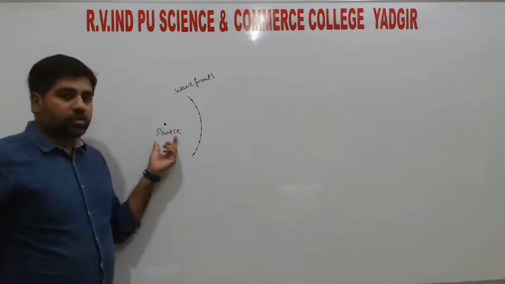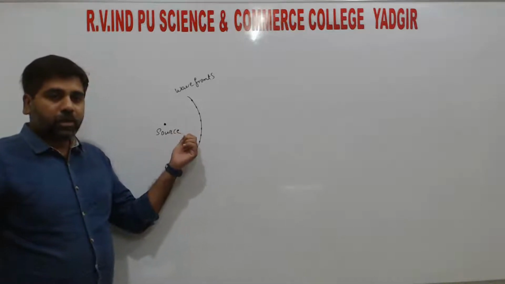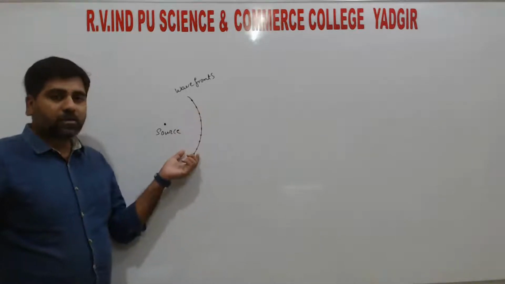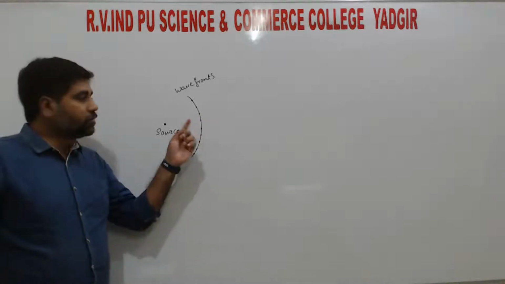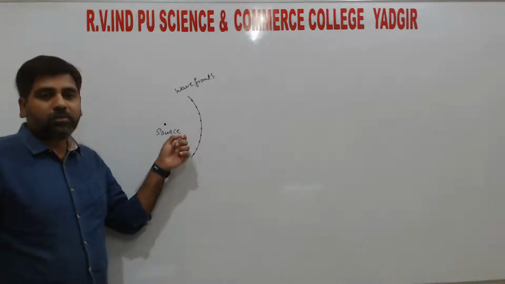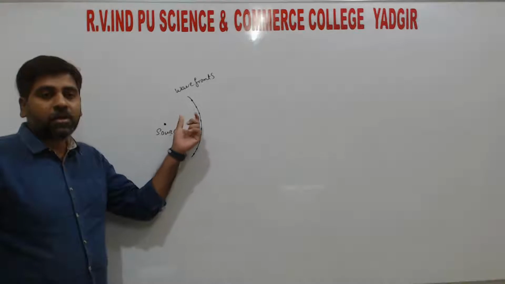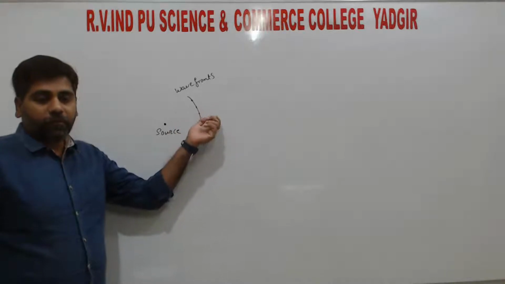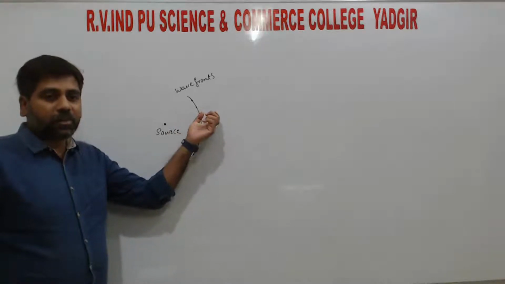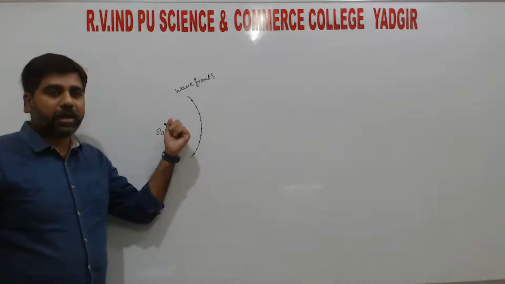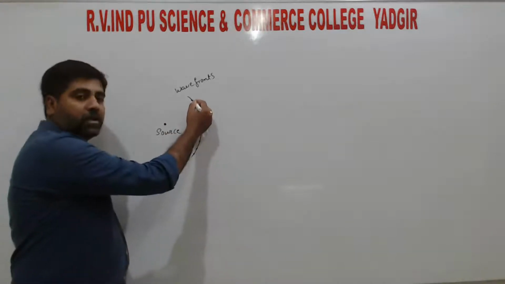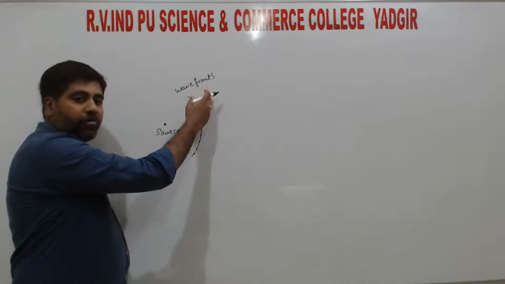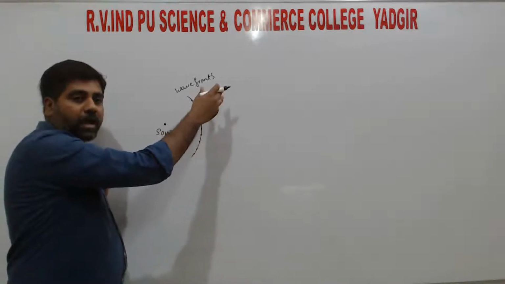So from the source, waves are coming. So those waves we take as a wavefront. So on this wavefront, there are a number of points. So each point acts as a source for the secondary wavelets, right? So it behaves like a source for the secondary disturbances, right? So from these wavefronts, right? So these wavelets spread in all the directions, right?